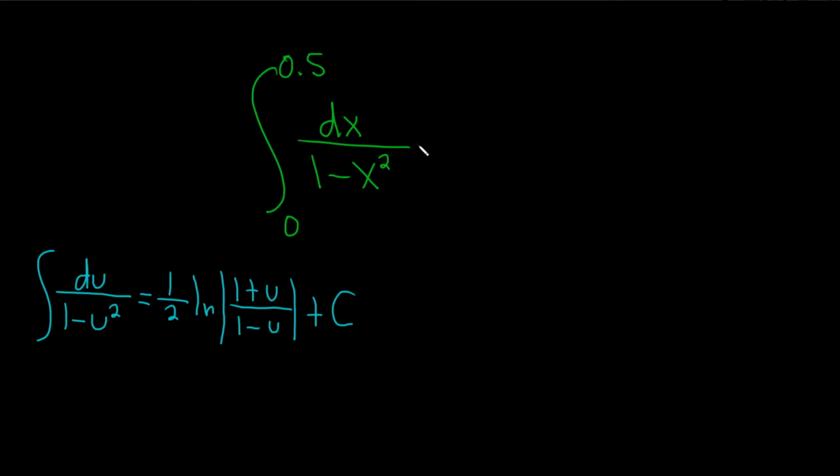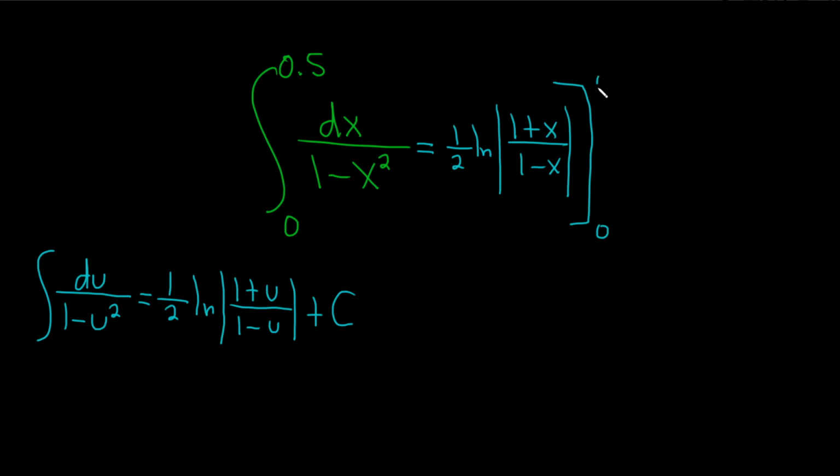So we can actually just apply it now directly because x is u, there's no difference here. So this is 1/2 natural log, absolute value, except it's x, 1 plus x over 1 minus x. And this is a definite integral, so you don't really need the c. So instead we put a little bracket, and then we put the numbers 0 and 0.5.